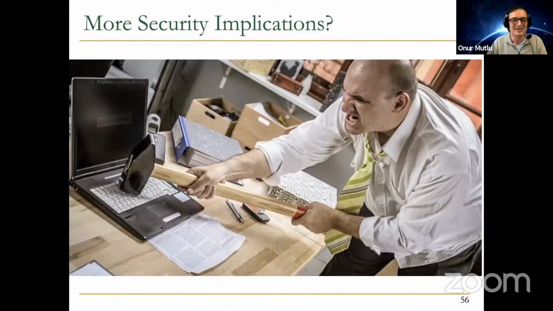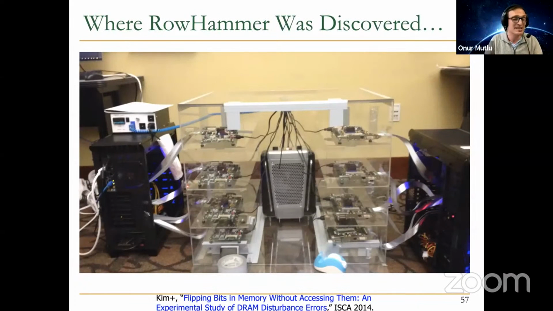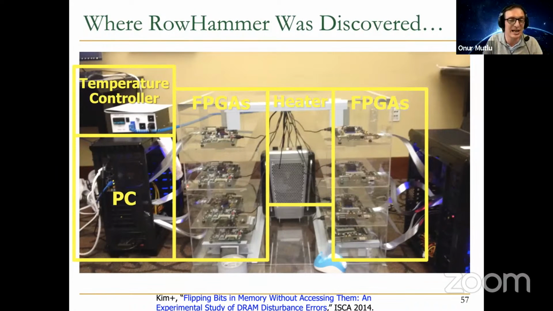Okay, so maybe this is another security implication, right? After all of this, you say, oh, my computer is not working, I'm going to get rid of it, but I don't think that's a good solution. So this is our infrastructure where we did a lot of the RowHammer experiments. These are FPGA-based infrastructures. In this course, you're actually going to use FPGAs, as we discussed earlier.